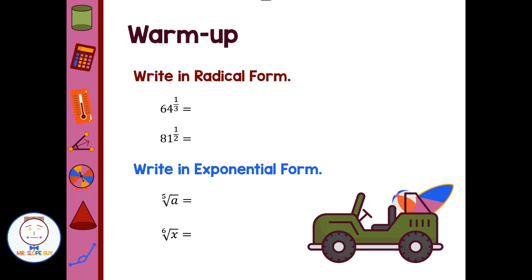All right, welcome back. So 64 to the 1/3 power is the cube root of 64. Cube root of 64 is 4. 81 to the 1/2, anything to the 1/2 is square root, so square root of 81 is 9. Then down at the bottom, we write in exponential form: we have the 5th root of a, so a to the 1/5 as an exponent, and the 6th root of x would be x to the 1/6.